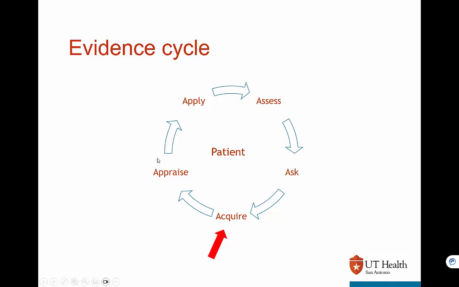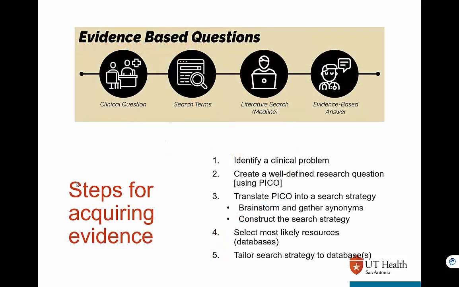The acquire piece is the piece that we can talk about today with the library's help. So the steps for acquiring evidence are laid out here. First, you identify your clinical problem, create your well-defined research question using the PICO acronym, which I can show you next how to use. And then you'll translate PICO into a search strategy by brainstorming and gathering your synonyms, constructing the search strategy, selecting which databases to use, and then tailoring that search strategy to each database.